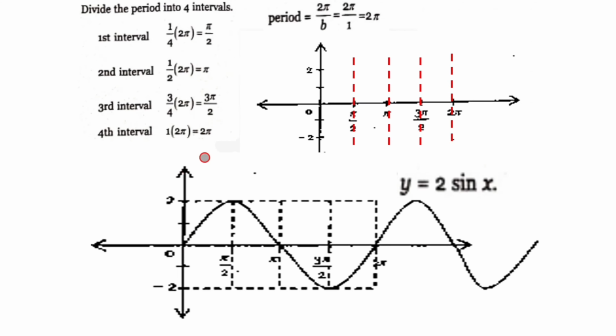Magkakaroon tayo dito ng positive 2 as the highest. Hindi siya tataas sa positive 2. Hindi siya mapupunta doon sa positive 3 kasi ang ating maximum value is just only positive 2. Doon naman sa baba, hindi ito bababa ng negative 3 kasi the minimum value is negative 2 only.